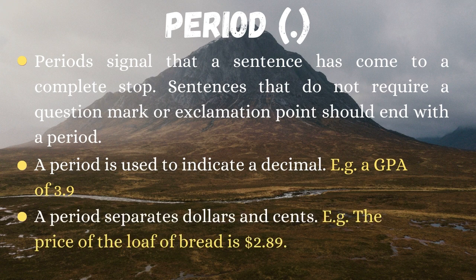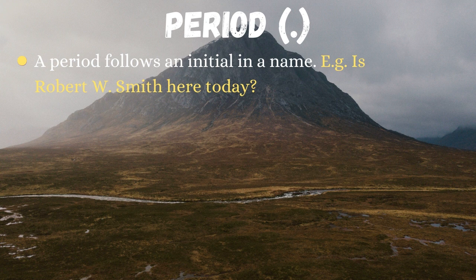A period separates dollars and cents. Example: the price of the loaf of bread is $2.89. A period follows an initial and a name. Example: is Robert W. Smith here today?